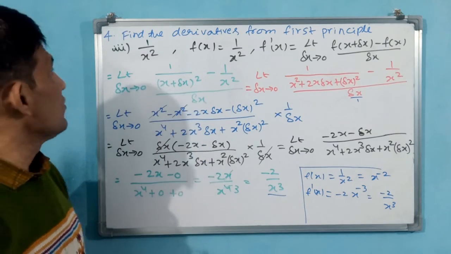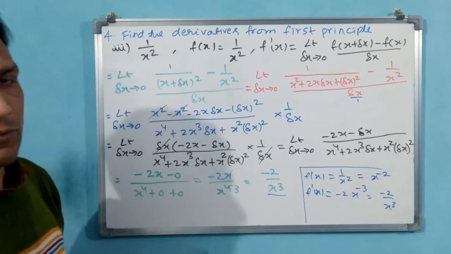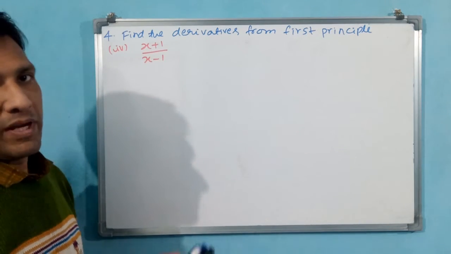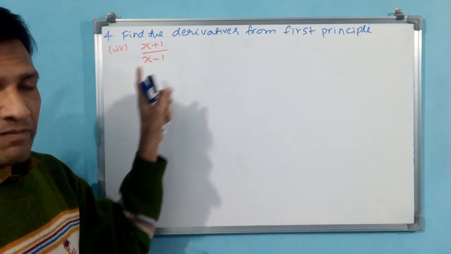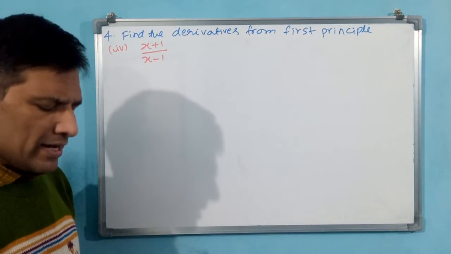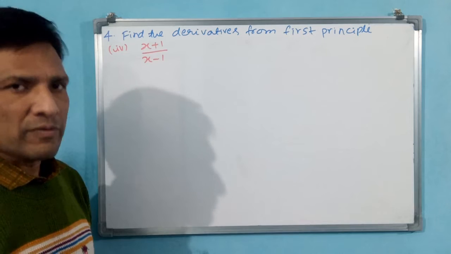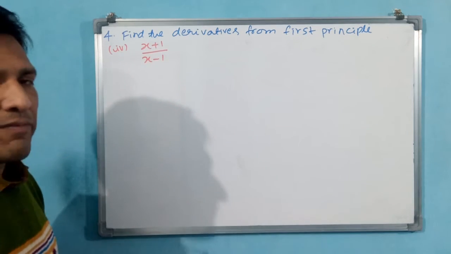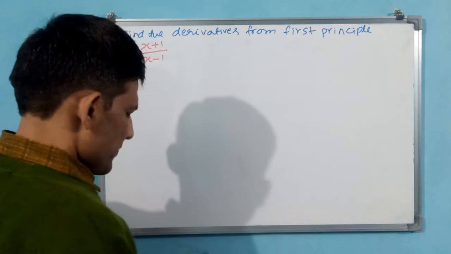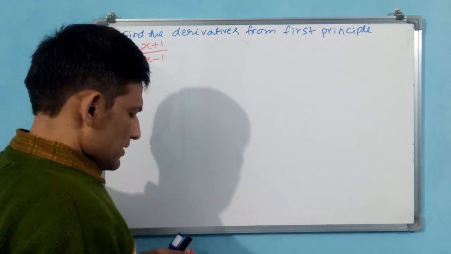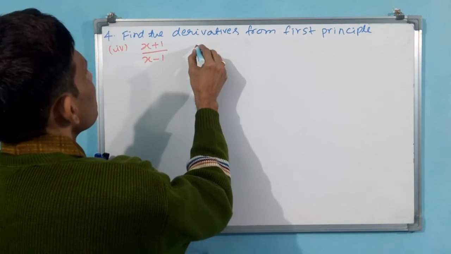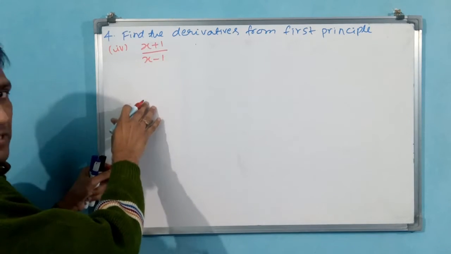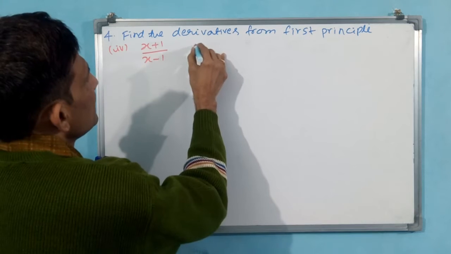Okay, let us go for the fourth part of the fourth question. See, x plus 1 by x minus 1, fourth part. Derivative we have to find from first principle. First principle means at x value only, not at x is equal to some value. As usual, first we write the formula. F dash x is equal to. Here you cannot simplify this, you have to take it like this only.